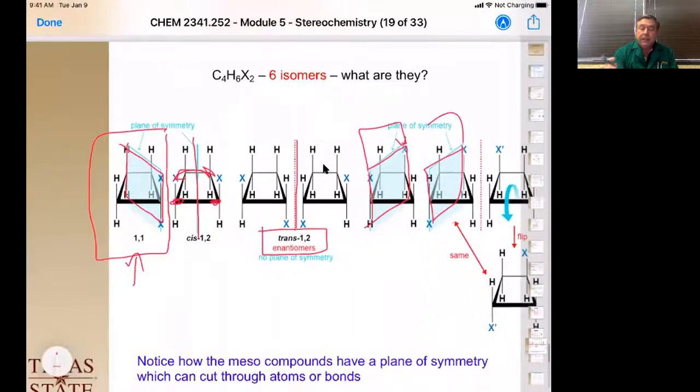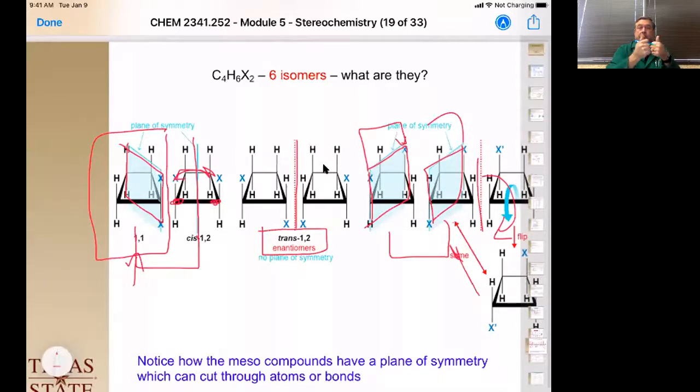And even if you drew the mirror image of this one right here, it'd actually flip over and be the exact same compound. So we end up with only 6 of these, but only 2 of them are chiral. 4 of them have planes of symmetry.